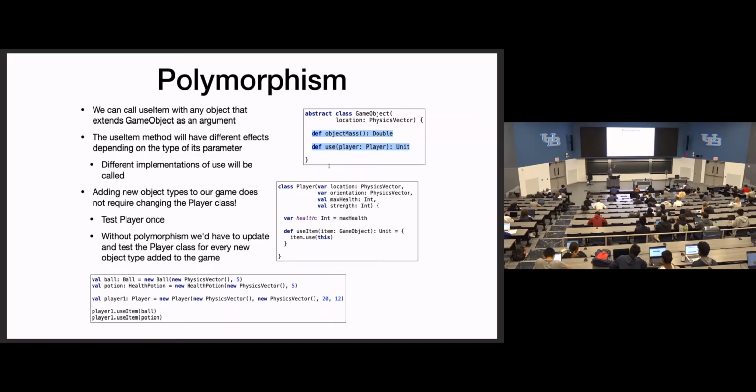Actually, object mass, yeah, you probably want that in the physics engine. I'd probably rearrange this a little bit for an actual game. Mass, you probably want. But use, a player using an object, the physics engine doesn't have to care about that. So it doesn't need access to that.